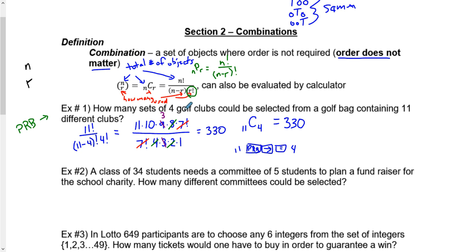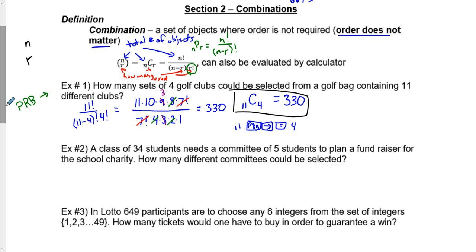Now that we've done this, we'll leave this for a little bit and do it mainly with strict calculation. So in a class of 34 students, a committee of 5 is needed to plan a fundraiser for a school charity. How many different committees could be selected?